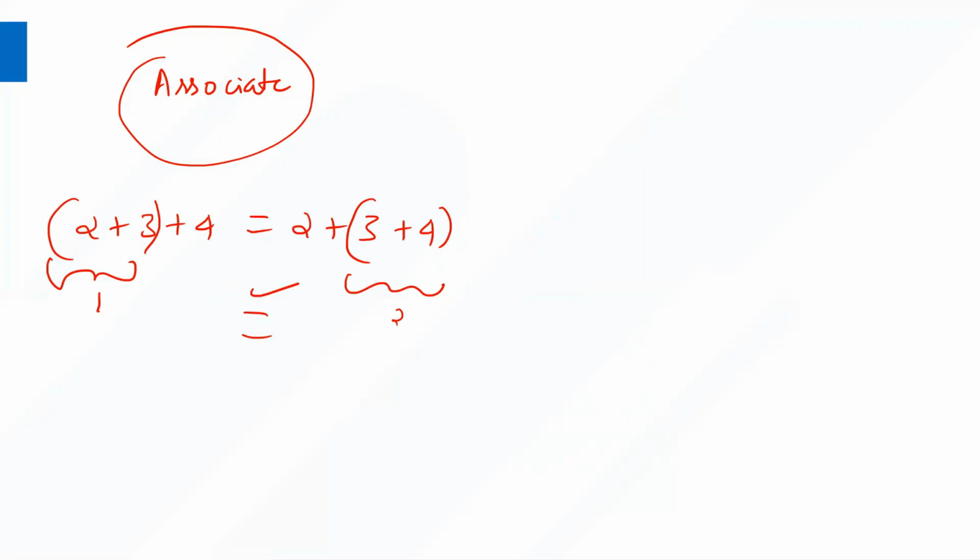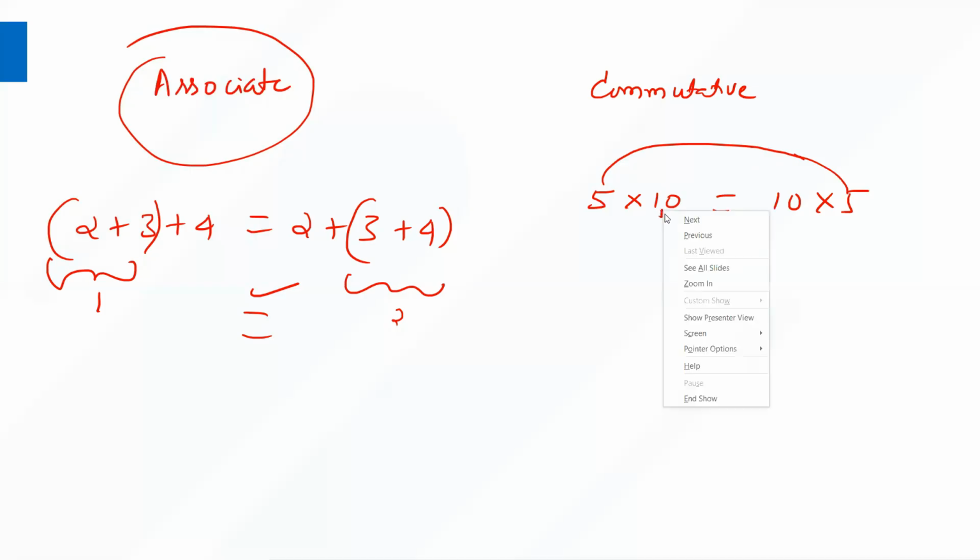How about the commutative property? In the commutative property, whenever you are doing some arithmetical operation, even though you move around the numbers or change the positions of the numbers, yet the result will be the same. Let us take an example here. 5 into 10 is equal to 10 into 5. You can see I changed the position of 5 from first to last, then changed the position of 10 from last to first. Yet the result remains the same.